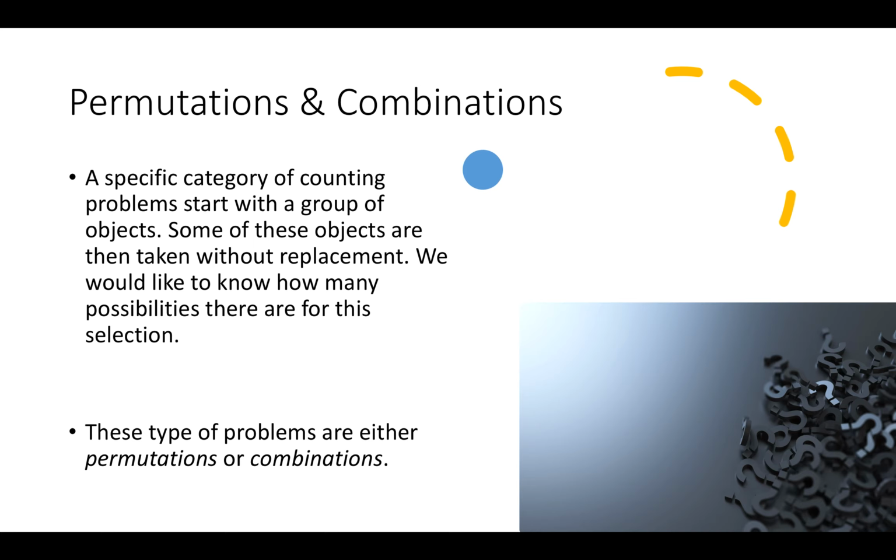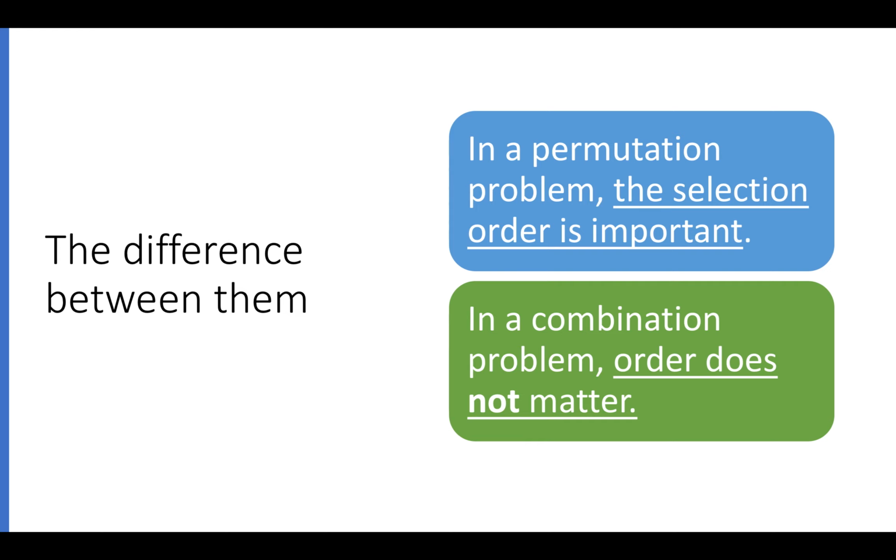This is the difference. It comes down to the selection order. I'm starting with a group of objects. I'm taking some of them. The question is, do I care the order in which I choose them? If the order is important, if it says in the problem that we care about the order, or when I select them, they're getting different things, or I'm treating them differently, that's a permutation. But if the order doesn't matter, or if when we select them, we're doing the same things with them, that's a combination.